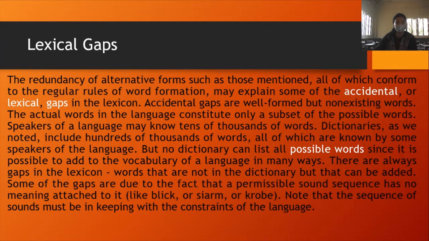Speakers of the language may know tens of thousands of words. Dictionaries, as we know, include hundreds of thousands of words, all of which are known by some speakers of the language. But no dictionary can list all possible words, since it is possible to add to the vocabulary of a language in many ways. There are always gaps in the lexicon, words that are not in the dictionary but that can be added.